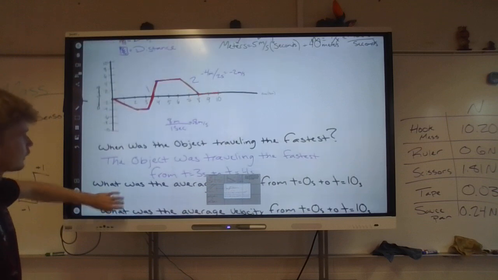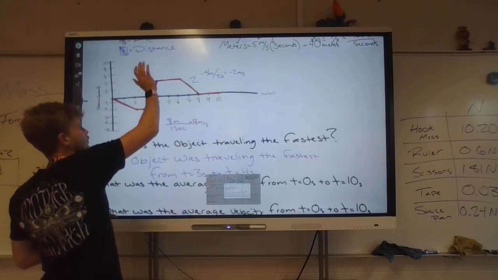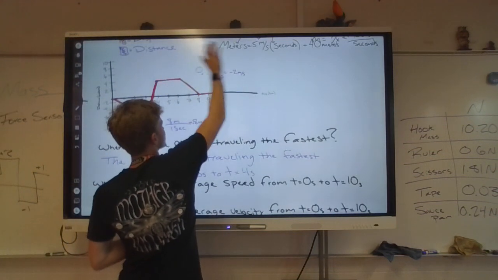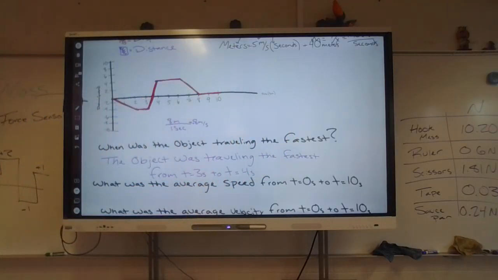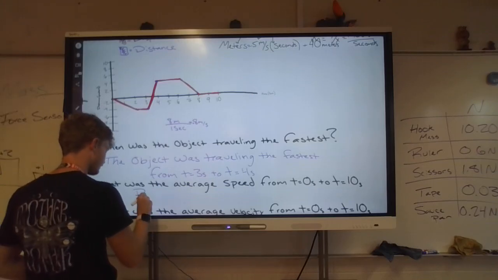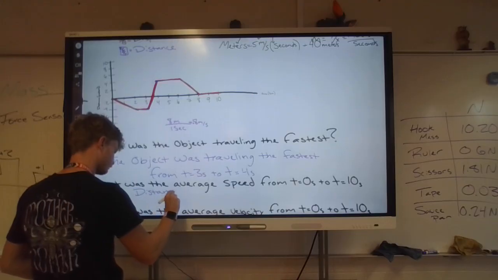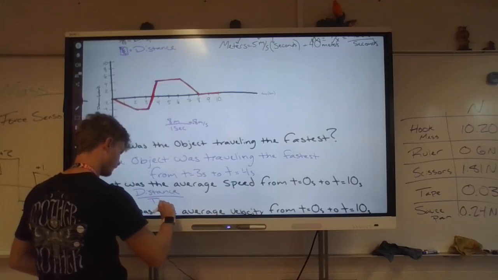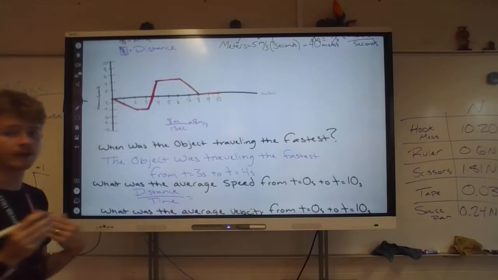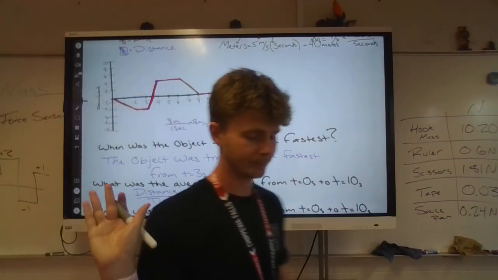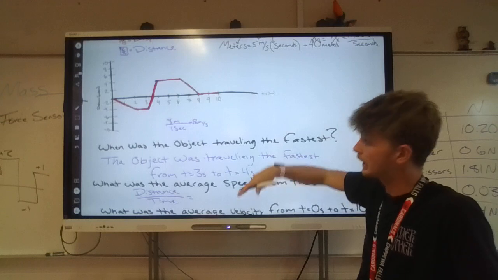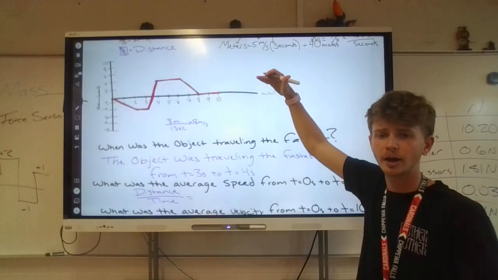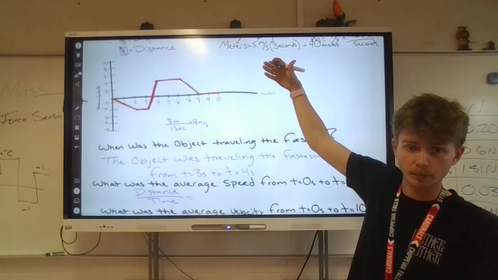Now, let's try this next problem. What was the average speed for this object throughout the entirety of the graph from time 0 to time 10 seconds? Okay, so in order to find the average speed, we need to find distance because speed is calculated by distance divided by time. And again, like I stated before, to find the distance, you need to find how far did the graph travel down and up? Okay, we don't care about left and right. We just care about how far did it travel down, how far did it travel up.